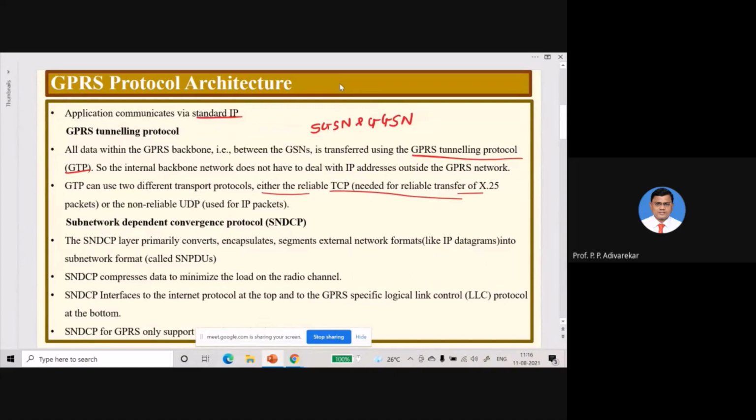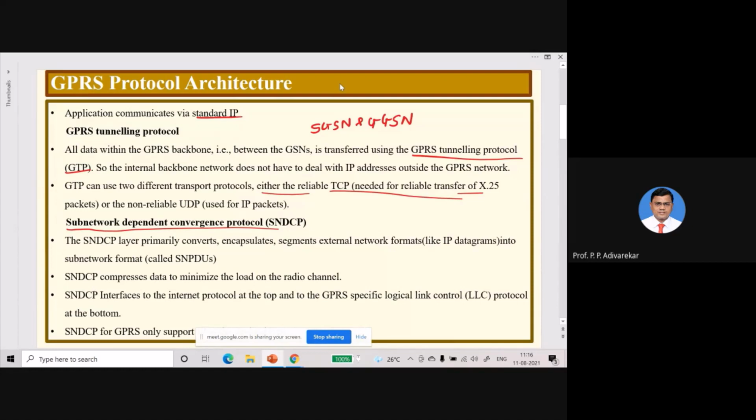Then the next protocol which is important here is SNDCP. The full form of SNDCP is Sub Network Dependent Convergence Protocol. What is the full form? Sub Network Dependent Convergence Protocol.